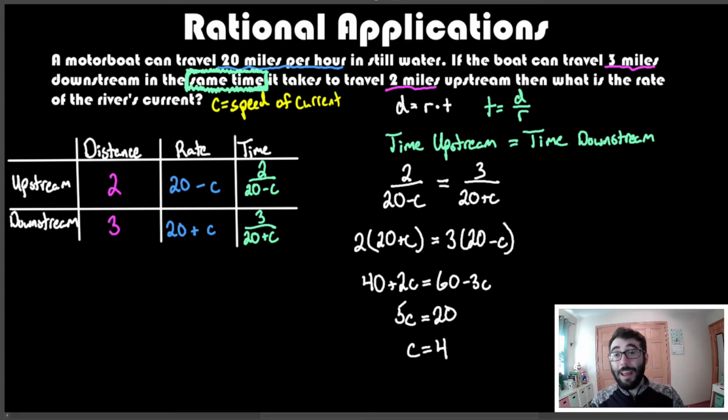Remember, we can't have a negative speed, but this is not negative, so 4 miles per hour is our final answer. Now, let's cover one more example. This one's going to ramp it up just a little bit and make sure that you are taking good notes. Let's go ahead and take a look at that final example now.